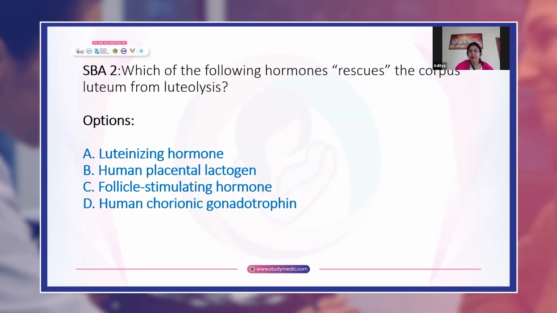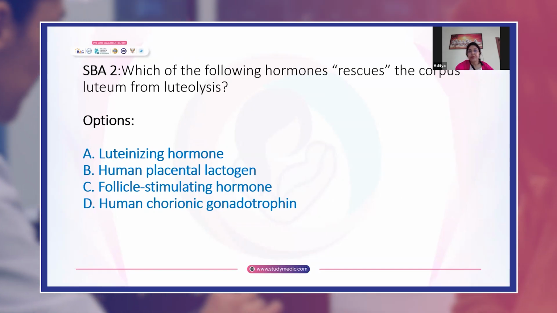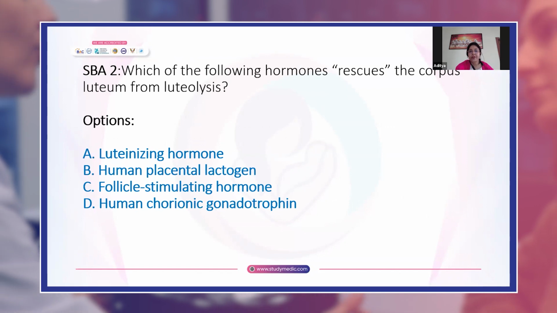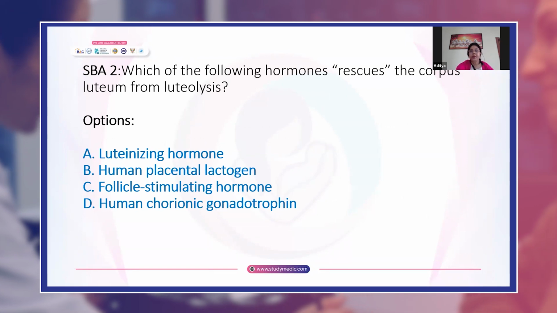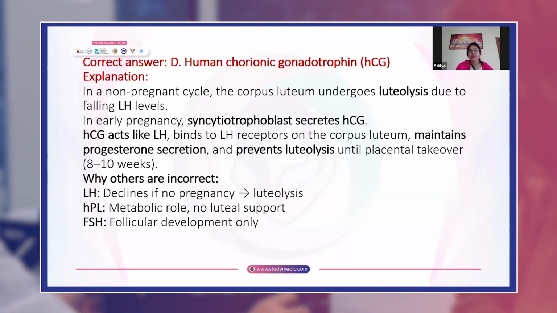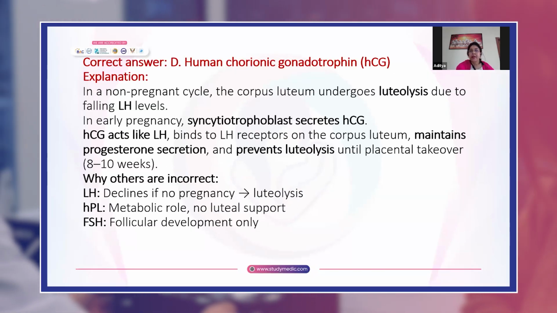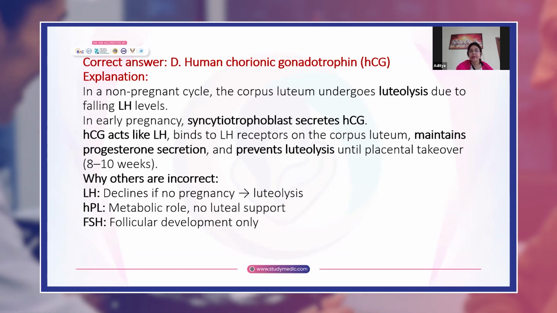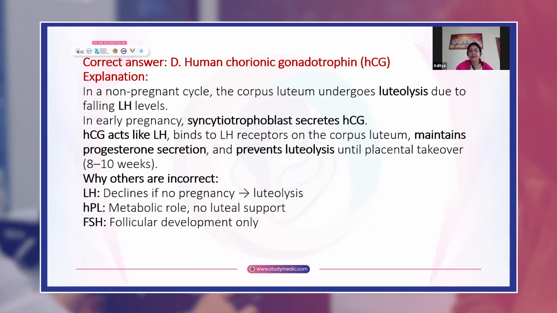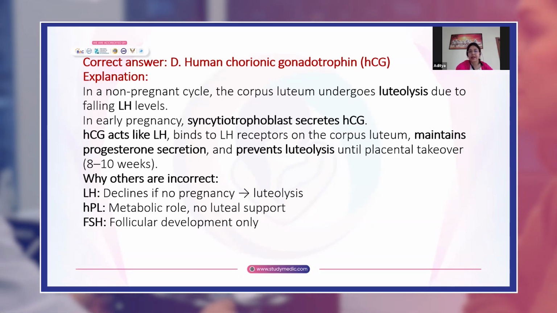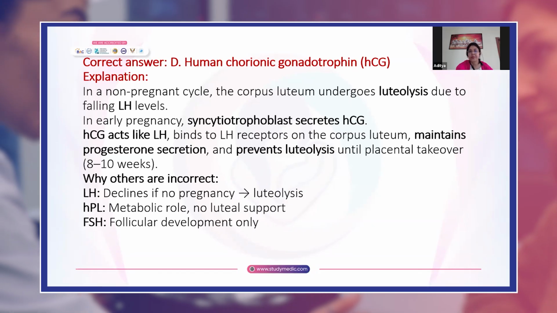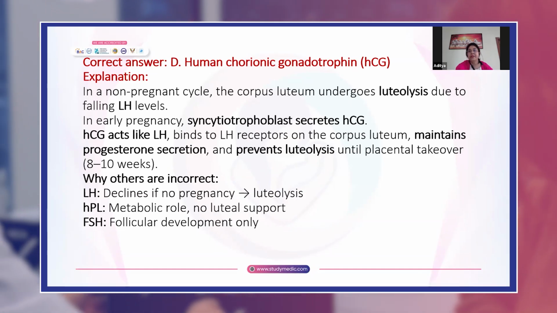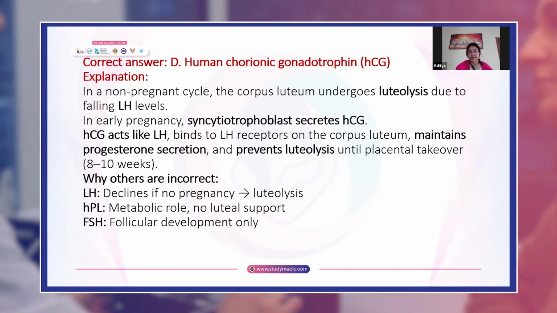Moving forward, which of the following hormones rescues the corpus luteum from luteolysis? The options are luteinizing hormone, human placental lactogen, follicular stimulating hormone, human chorionic gonadotropin. The correct answer is human chorionic gonadotropin. In a non-pregnant cycle, the corpus luteum undergoes luteolysis due to the fall in LH. In early pregnancy, the syncytiotrophoblast secretes hCG, and this hCG binds to the LH receptor on the corpus luteum, maintains the progesterone secretion, and prevents luteolysis until placental takeover at 8 to 10 weeks.